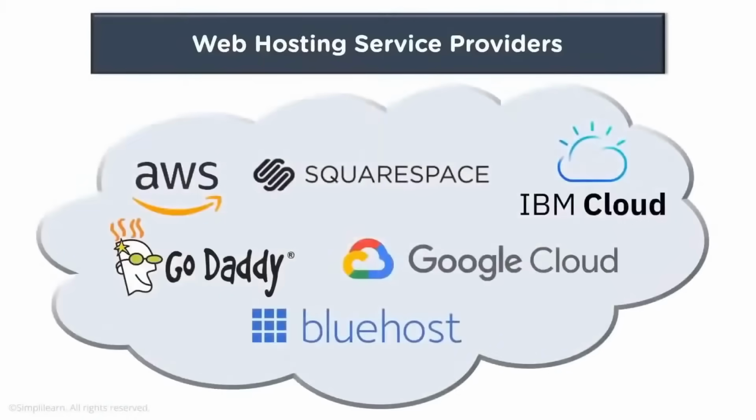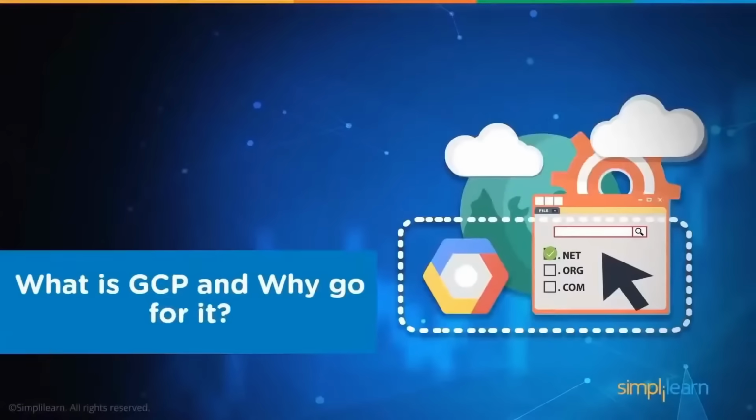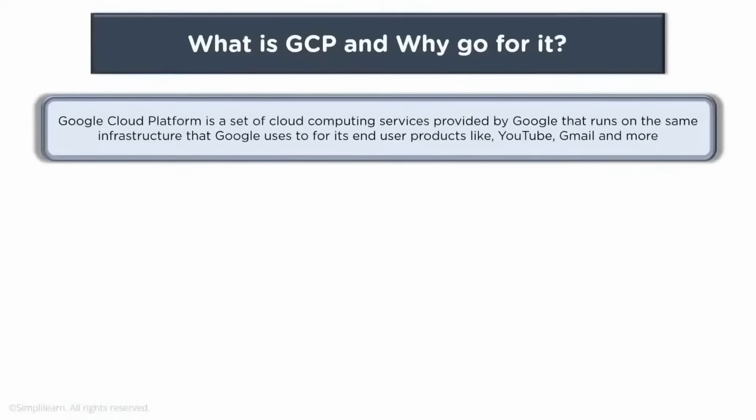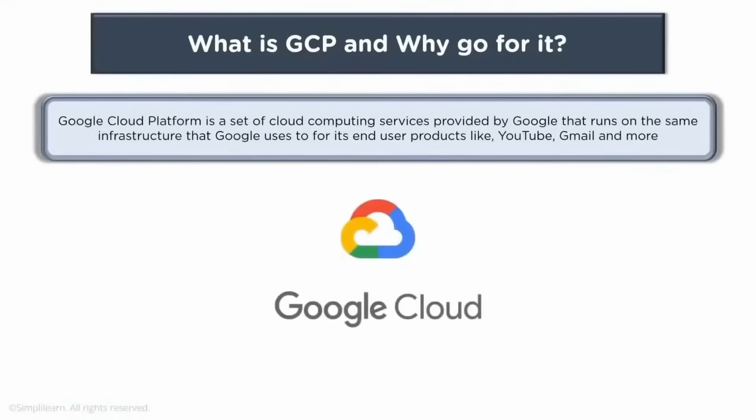You have AWS, you have Squarespace, IBM Cloud, GoDaddy, Bluehost, and Google Cloud. So what is GCP and why go for it? When you talk about GCP, or as we call it Google Cloud Platform, it is a set of cloud computing services provided by Google that runs on the same infrastructure that Google uses for its end user products like YouTube, Gmail, and much more.